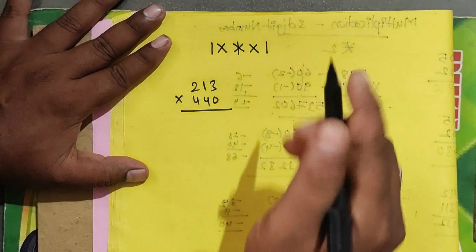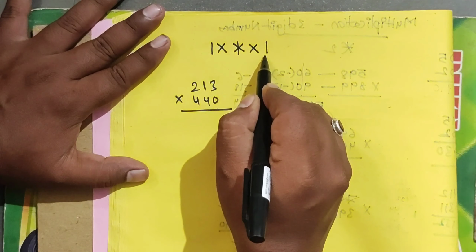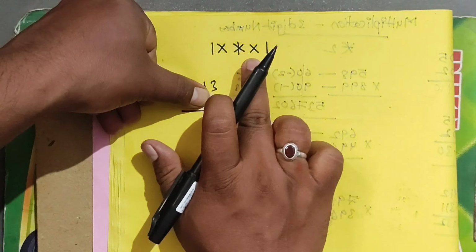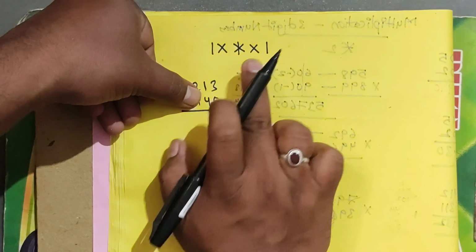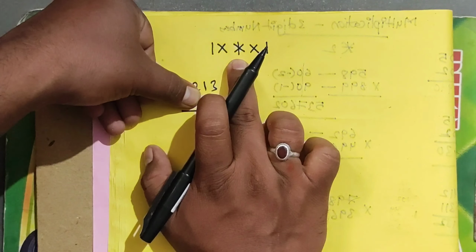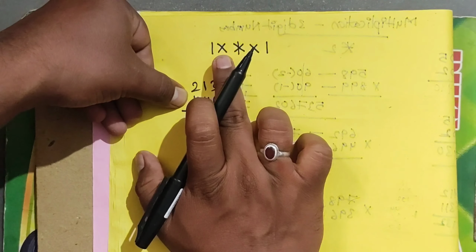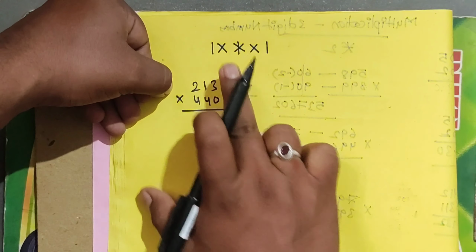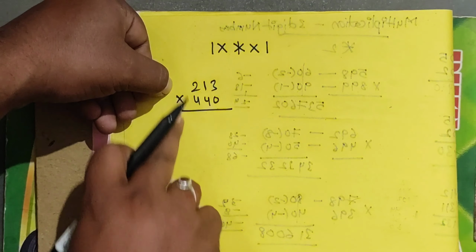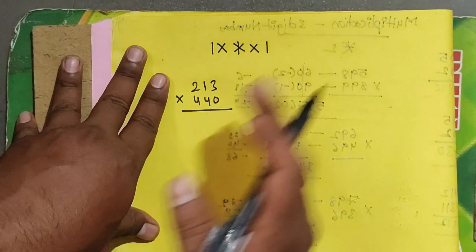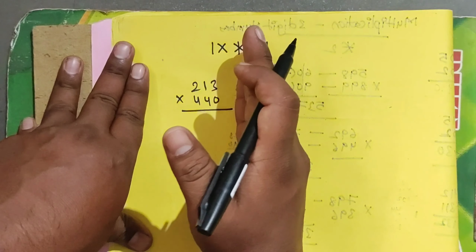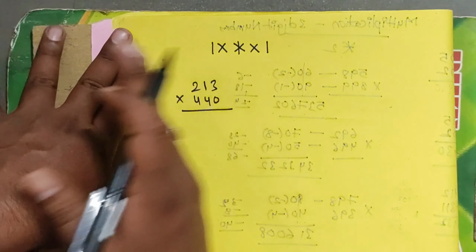First of all, line means take only one digit like this. Cross means take the 2 digits. Star means take the 3 digits. Now cross means take the 2 digits. Now line means take the last digit like this. We increase from 1 digit, 2 digits, 3 digits, and again decrease to 2 digits and 1 digit.